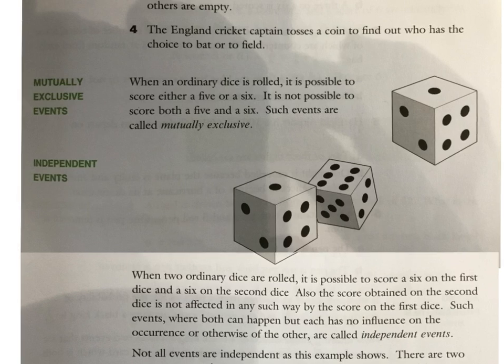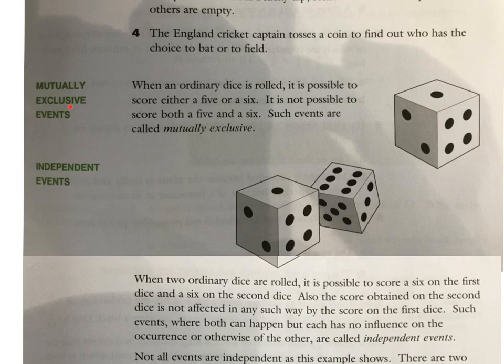Right, the next bit is about mutually exclusive events. So when an ordinary dice is rolled, it is possible to score either a 5 or a 6. It is not possible to score both a 5 and a 6. Such events are called mutually exclusive. Can you please in your notes write a title, probability, and then take down that definition. Mutually exclusive events are events which cannot occur at the same time, or cannot happen at the same time. So pause your video, put that in, and then come back and listen to me explain that.